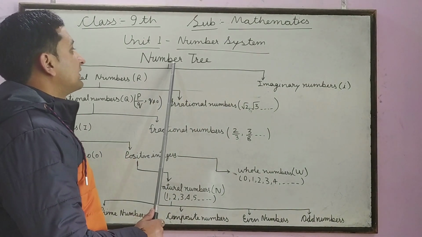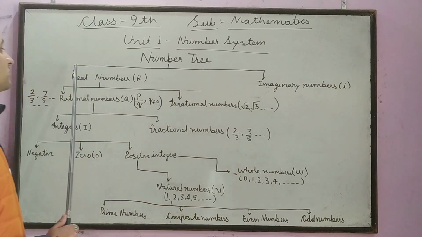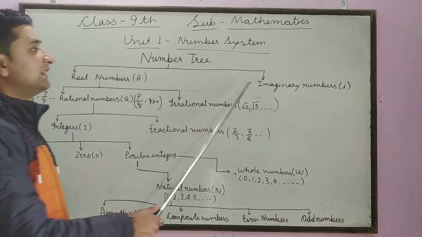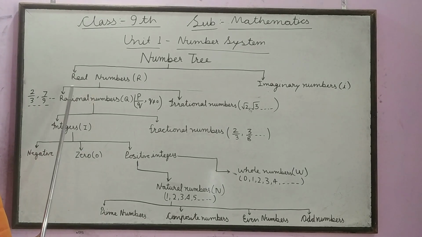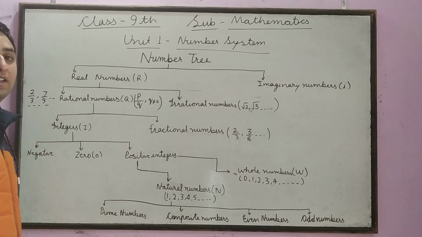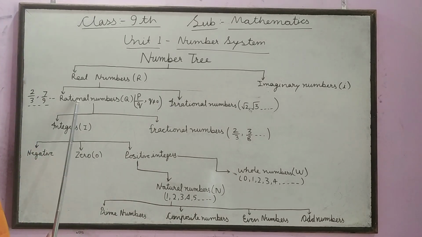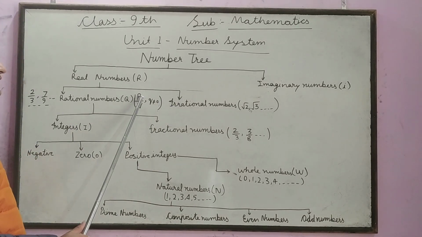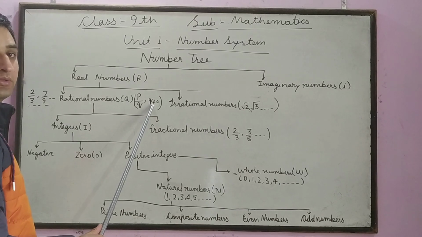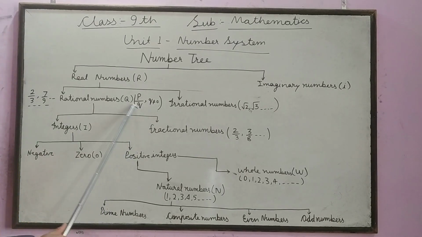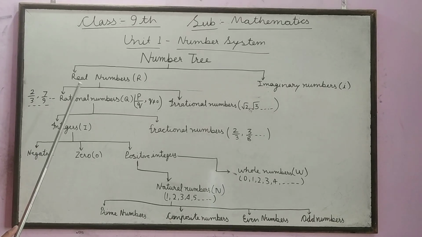So first, numbers are divided into two categories, that is real numbers and imaginary numbers. So what are real numbers? Real numbers are categorized into two types, that is irrational and rational numbers. Rational numbers are those numbers which can be written in the form of p by q, where p and q are integers and q is not equal to 0. The examples of rational numbers are 2 upon 3, 7 upon 9, etc.